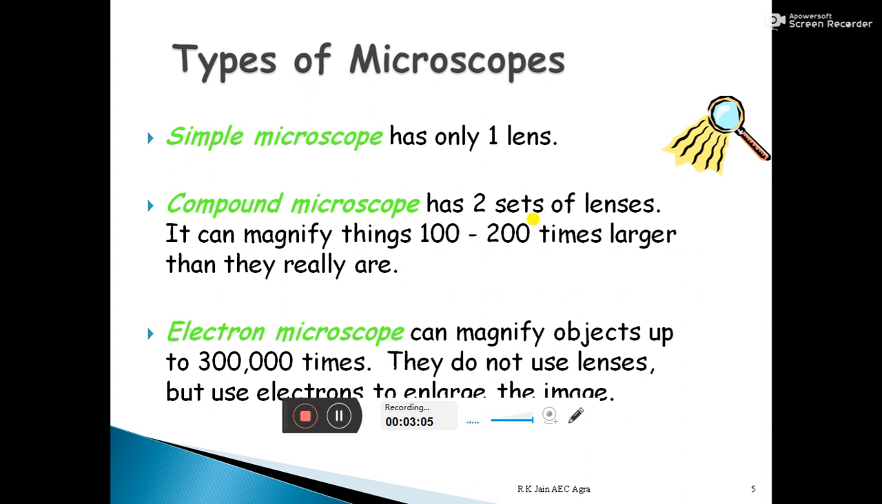In compound microscope, as the name indicates, compound means it is a combination of more than one lens. It consists of at least 2 sets of lenses, and they can magnify the cells up to 100 to 200 times generally. There are some compound microscopes available which can magnify the objects up to 1000 or 2000 times. Electron microscope is the most advanced microscope which can magnify the objects up to 3 lakh times.